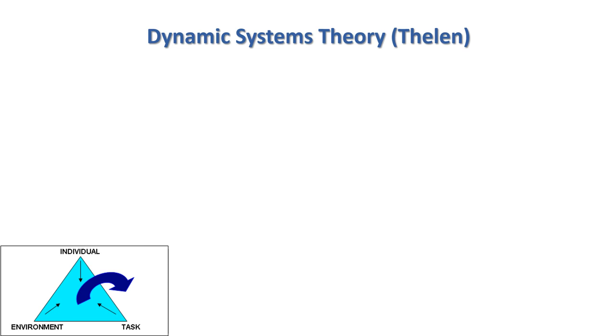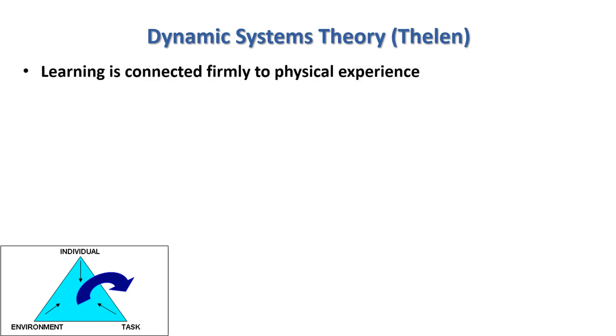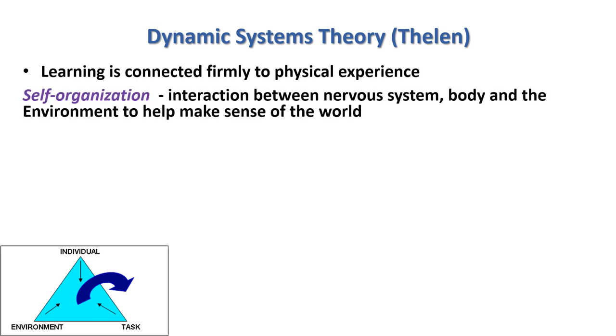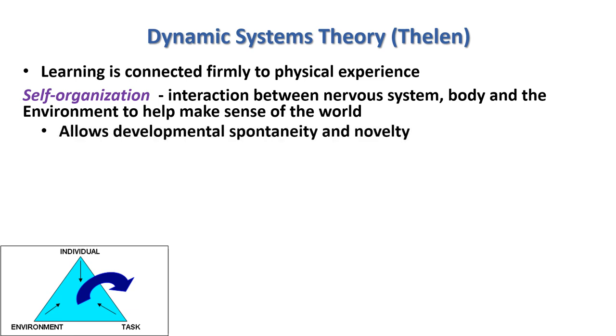So before doing a quick summary of today, I just wanted to touch on one last idea: dynamic systems theory. We can't just look at psychology as stuff going on in our head; we have a very physical experience and we need to understand how that plays a role. Our learning is connected firmly to that physical experience, and self-organization is an important part of understanding what human beings are as creatures. It's this interaction between our nervous system, our body, and the environment, when we're trying to organize and make sense of the world, that allows us to develop in more spontaneous and novel ways.